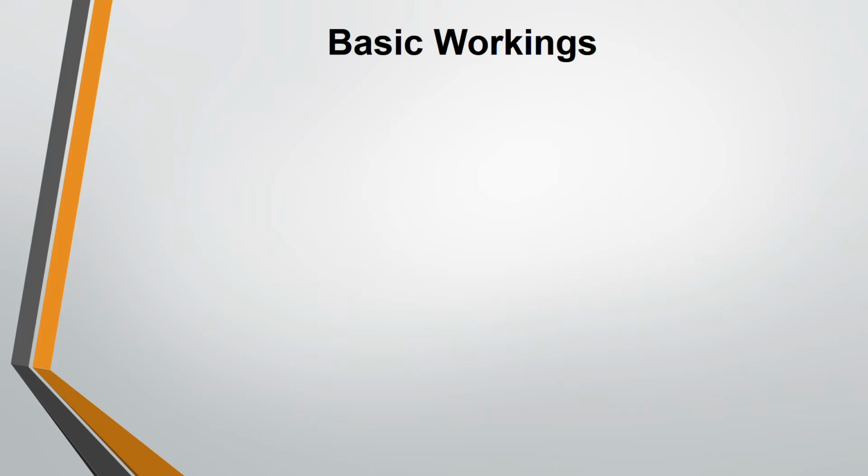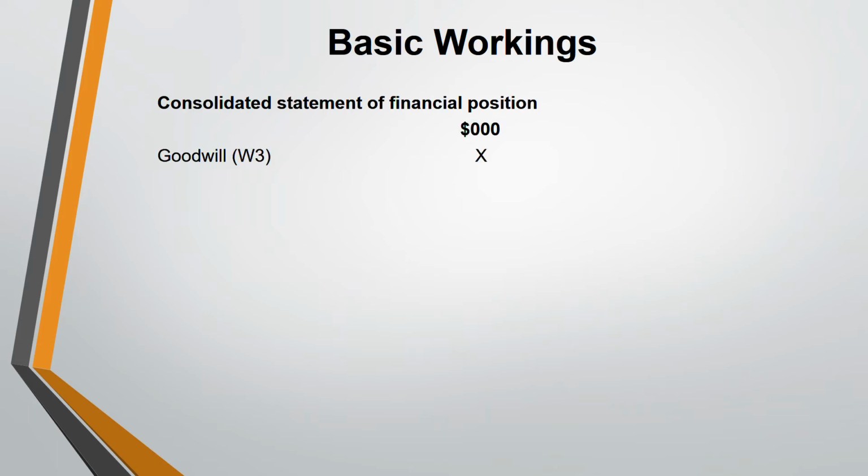Now there are basic workings. So these are some workings that we are going to go through. First, let us start with the consolidated statement of financial position. So when you are told to consolidate, you do goodwill, okay? So goodwill, as you can see inside the bracket, is known as working number 3. It could be any number, 1, 2, 3, depending on your question.